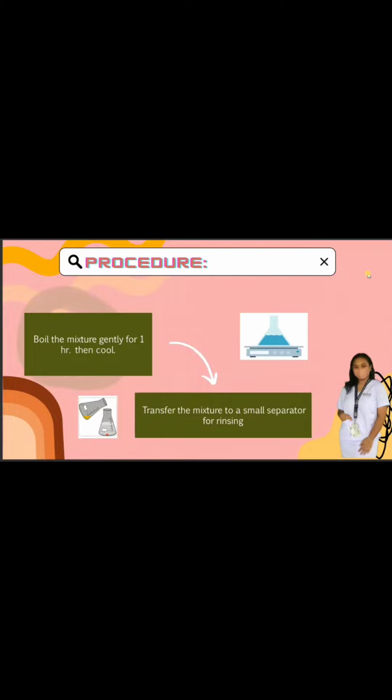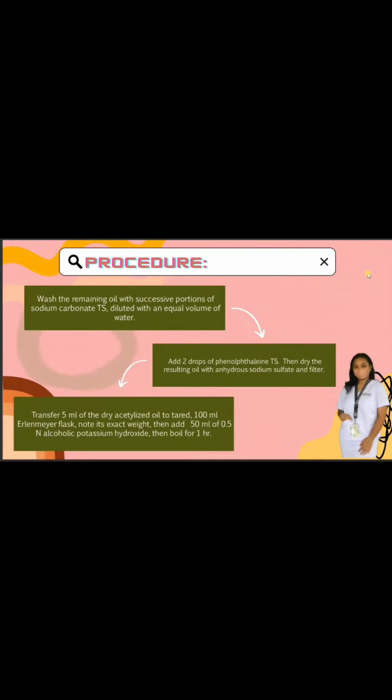Cool. Then, transfer the mixture to a small separator, rinsing the acetylization flask with 3 successive 5 ml portions of warm water and add the rinsing to the separator. So, yung acetylization flask ay dapat supported ng asbestos board habang pinapainit para ma-prevent yung decomposition ng oil. So, yung acetic anhydride ay magre-react sa menthol, kaya magfo-form ng methyl acetate and acetic acid. The acetylization is promoted by the anhydrous sodium acetate.